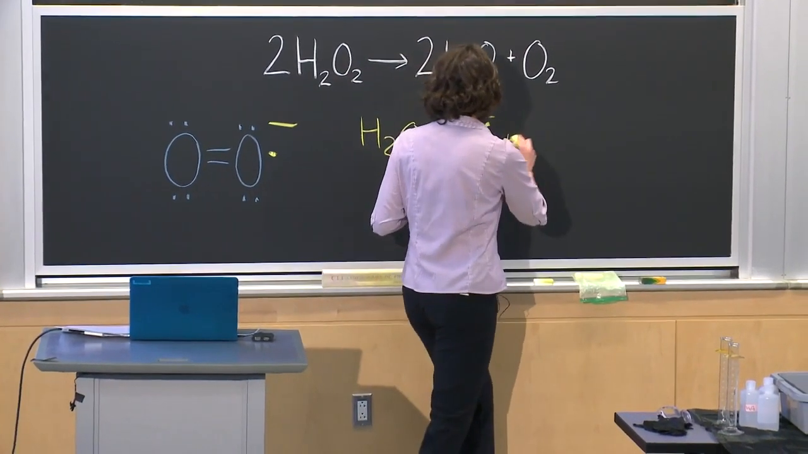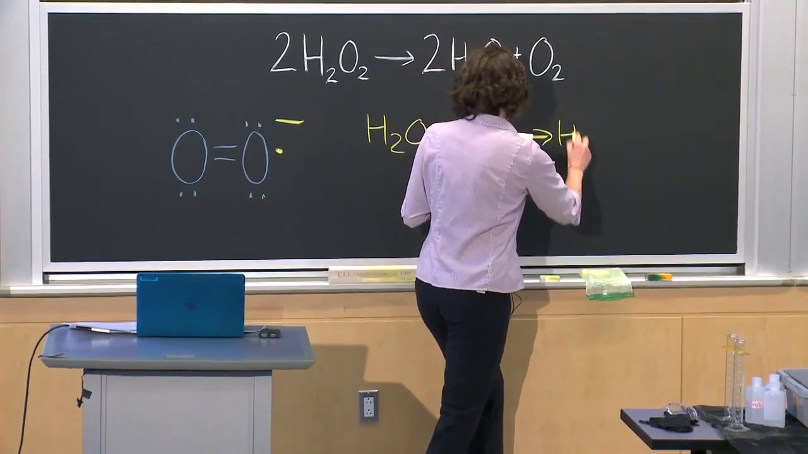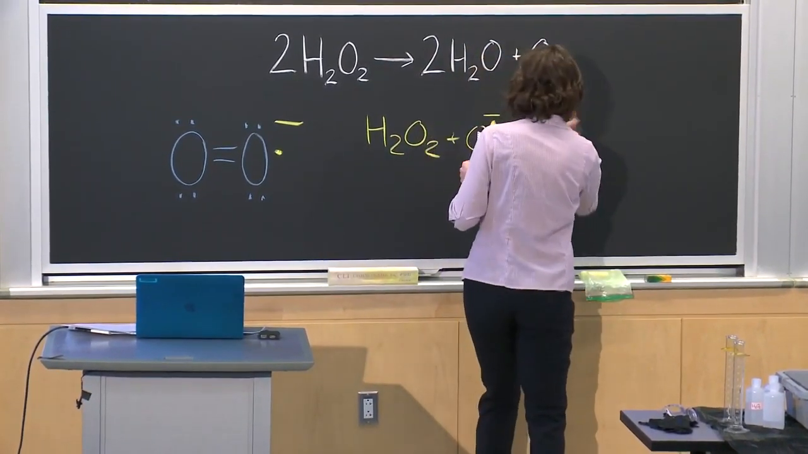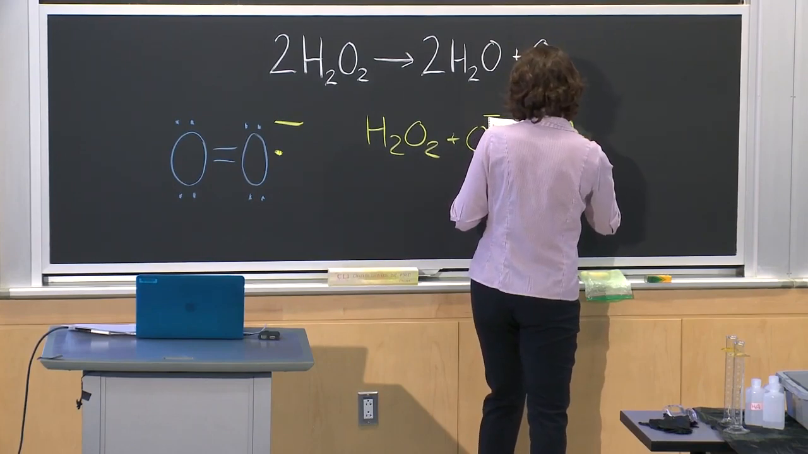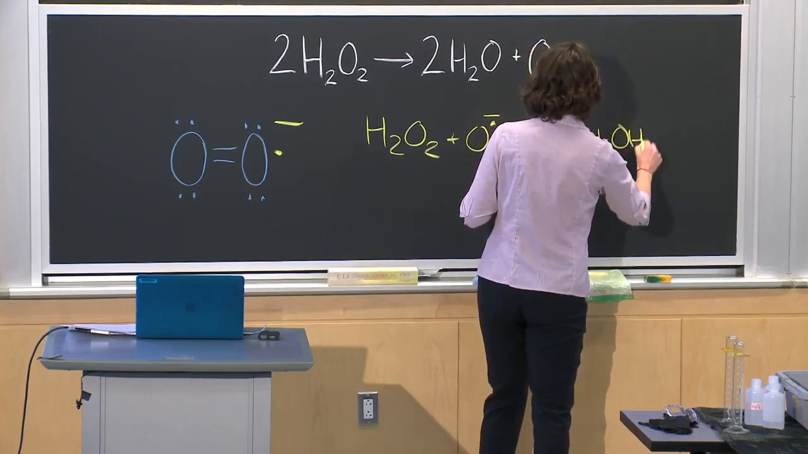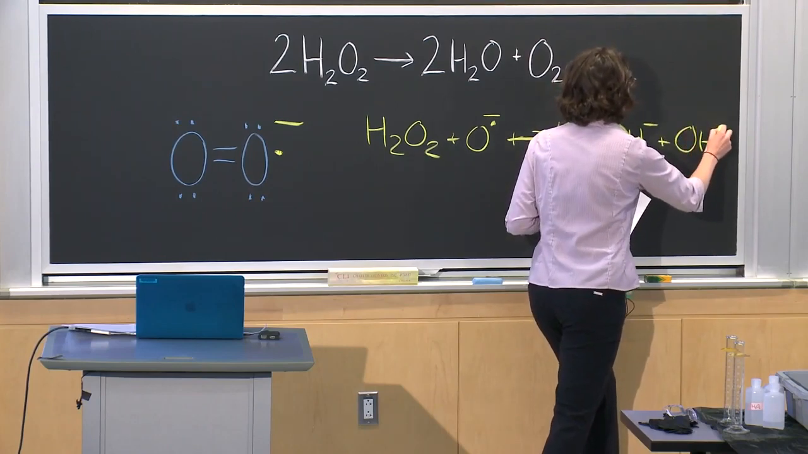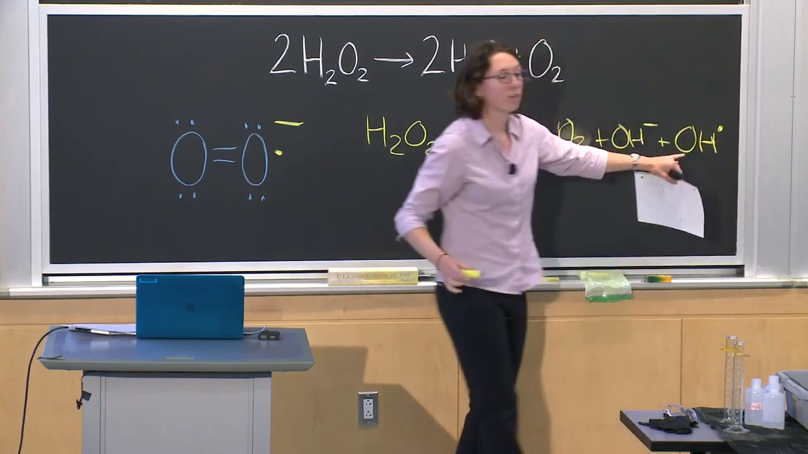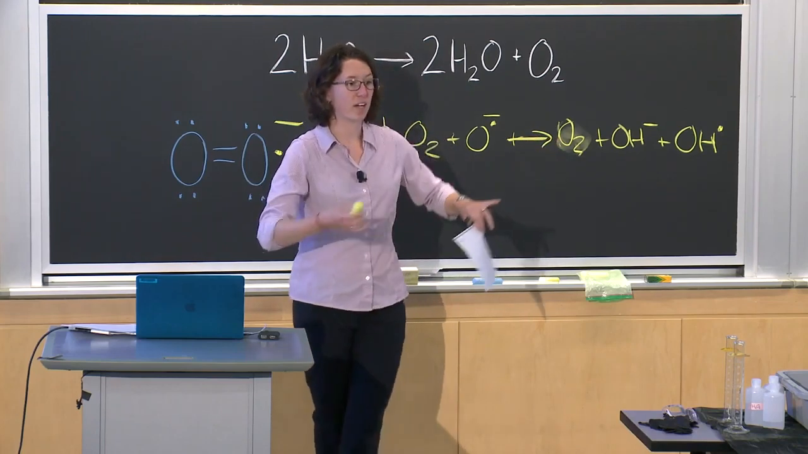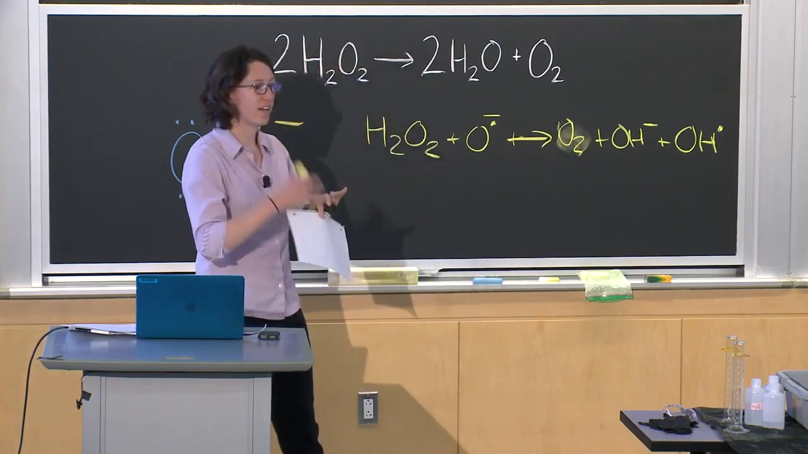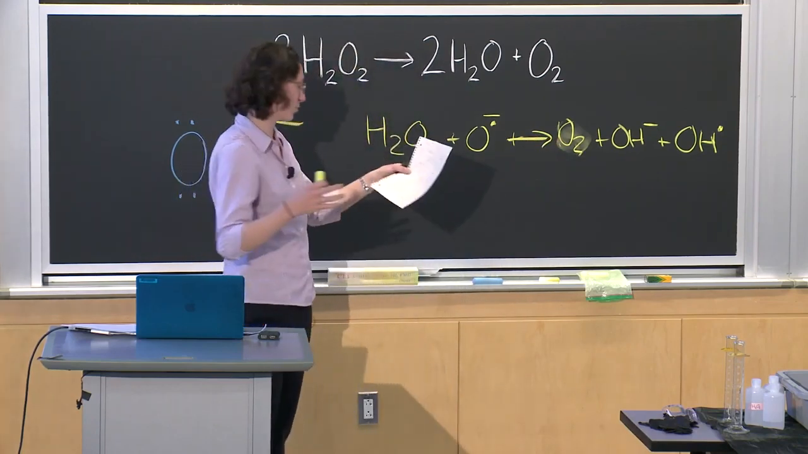You can make oxygen, hydroxide ions, which are okay, and then hydroxyl radicals. So then you form more radicals, and those can go and damage your DNA, your proteins, the different fatty acids in your body, and cause all kinds of problems.